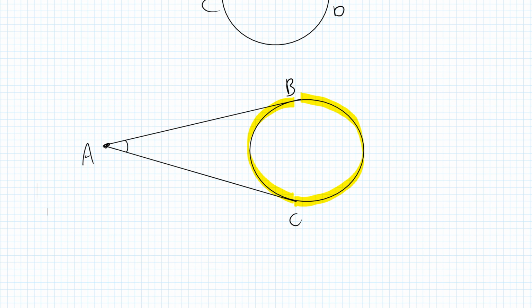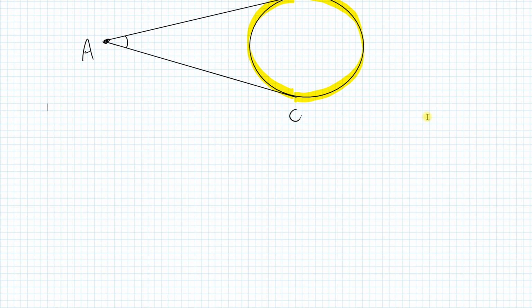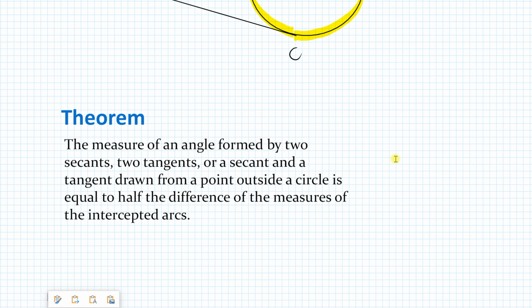So that actually leaves us with a theorem, okay? And that's actually the conclusion for today's lesson. Okay, so here's the theorem. There you go. I'm just gonna copy and paste it. The measure of an angle formed by two secants, two tangents, or a secant and a tangent drawn from a point outside a circle is equal to half the difference of the measures of the intercepted arcs, okay?